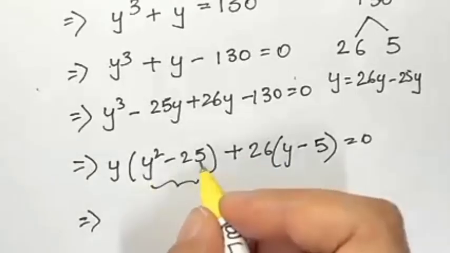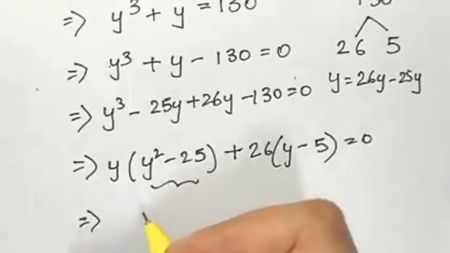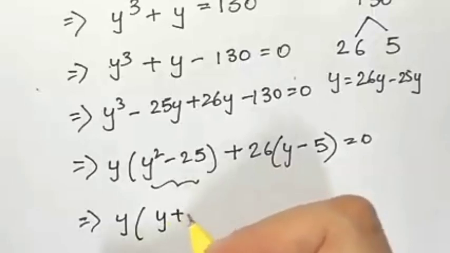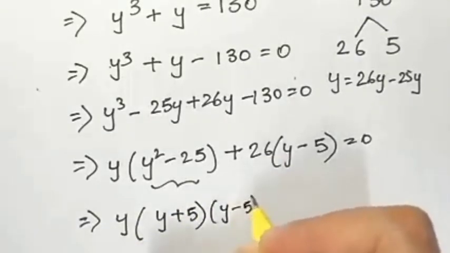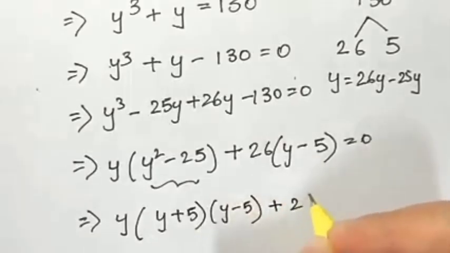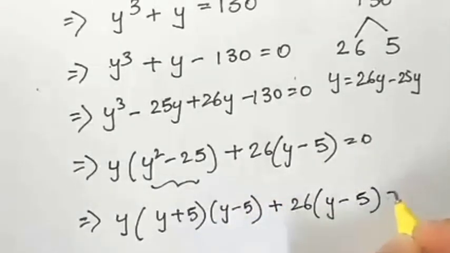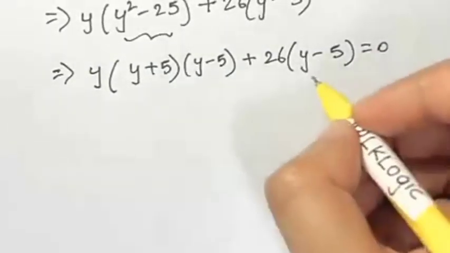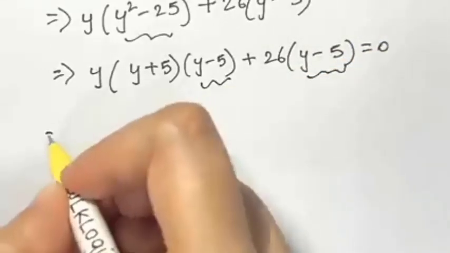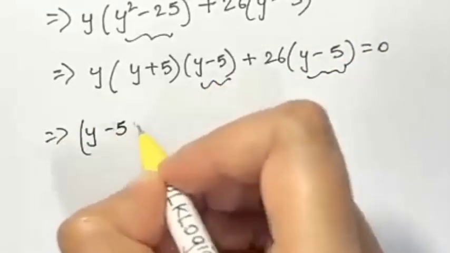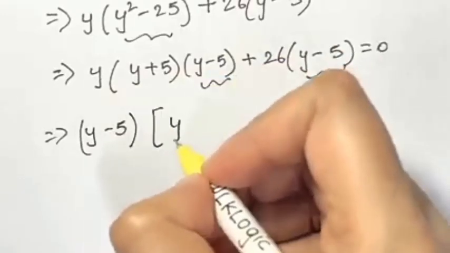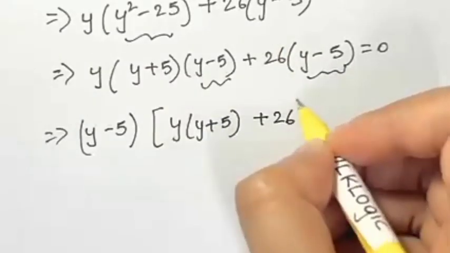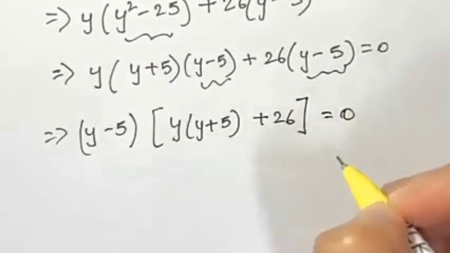What I know is a squared minus b squared is a plus b times a minus b. So let me write it down. So I have y plus 5 times y minus 5. Then I have plus 26 times y minus 5 is equal to 0. Then what can we do in this? Now I have y minus 5 common, so I'm going to take that out. So y minus 5, if I've taken out, I'm left with y into y plus 5 here and plus 26 here. And I'm going to close this, equals to 0.